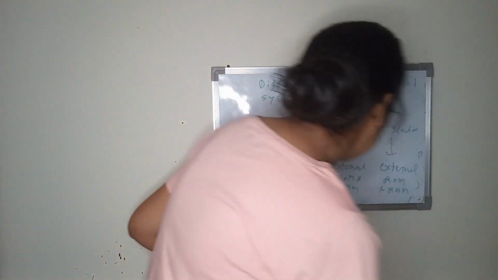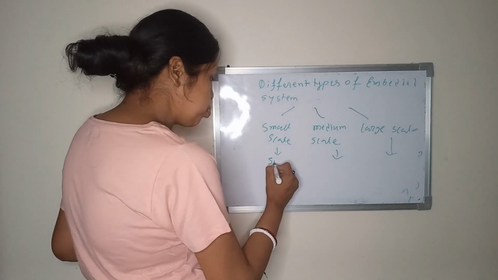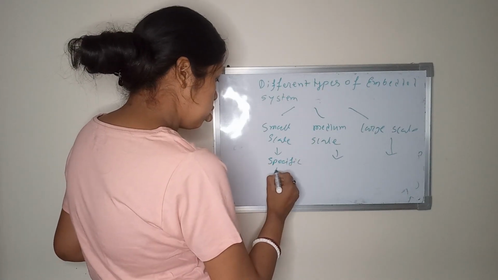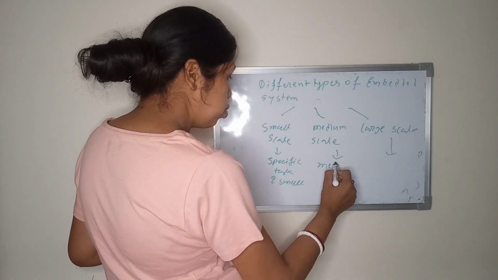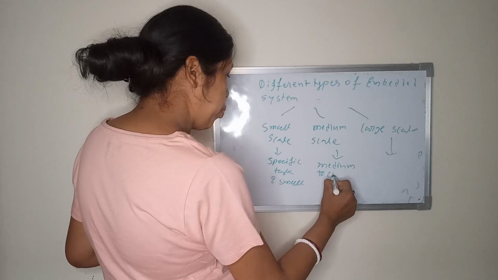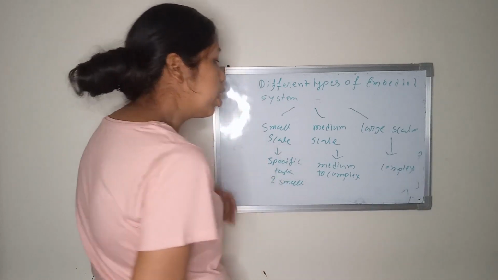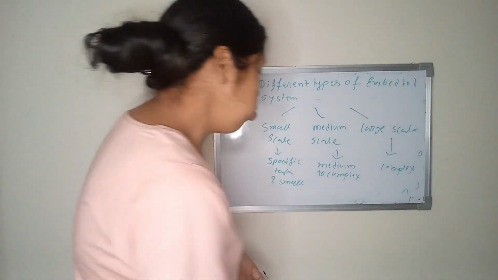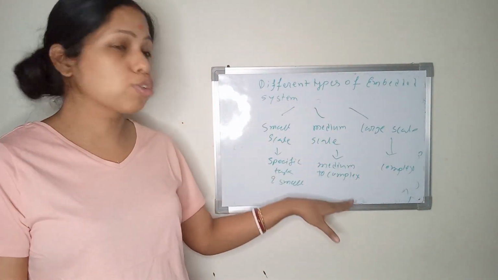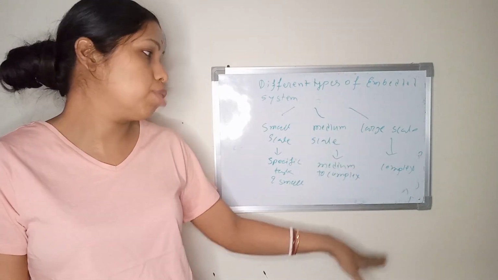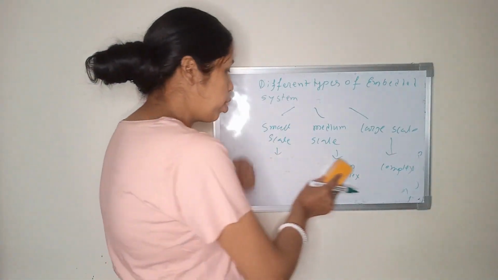Now come to the hardware and software. In the case of the small scale, it normally does a specific task, and it will be very small. The medium scale handles medium to complex tasks. Only the large scale embedded system can do complex tasks. So a small scale system does only specific, very small tasks, medium to complex tasks can be done by the medium scale embedded system, and complex tasks are possible only with the large scale system.